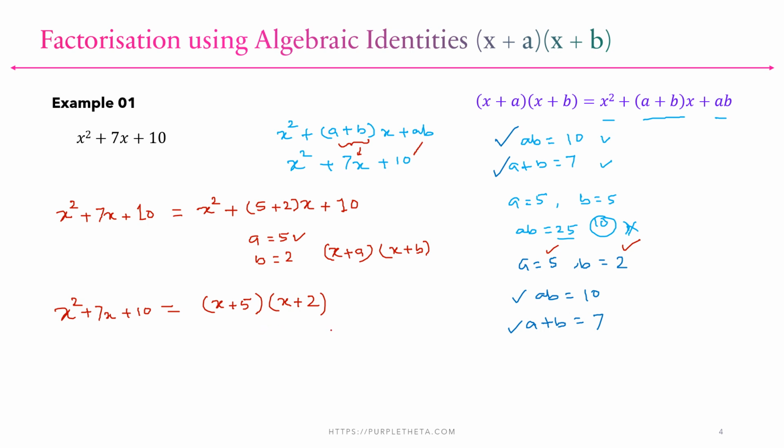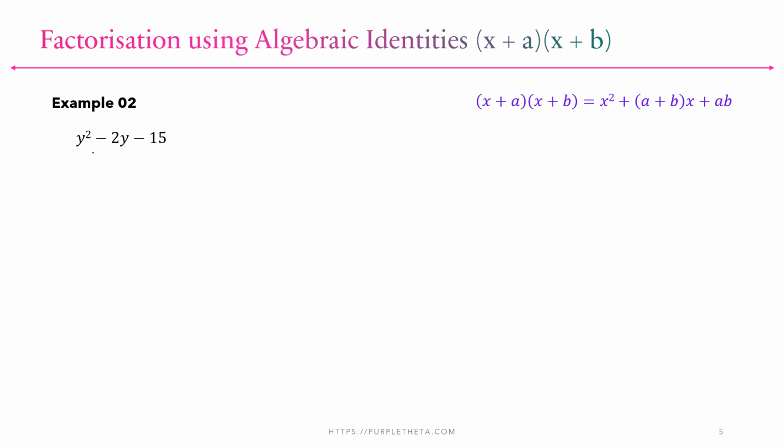Let us take one more example. Let us factorize y square minus 2y minus 15. Okay, so again for the first step we need to compare this expression with x square plus a plus b x plus ab, right? I will write it down. X square plus a plus b x plus ab, and we need to compare this with y square minus 2y minus 15, right? Here ab is equal to minus 15 and a plus b is equal to minus 2. Right? Let me write it down. ab is equal to minus 15 and a plus b is equal to minus 2.